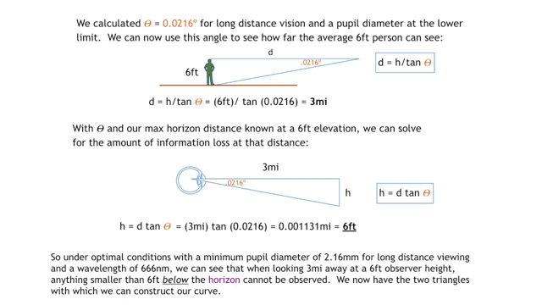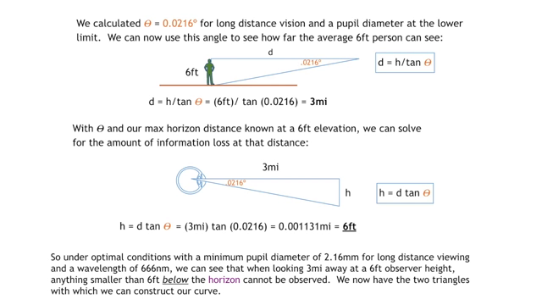So we calculated theta as equal to 0.0216 degrees for long distance vision and a pupil diameter at the lower limit. So we can now use this angle to see how far the average 6-foot person can see, just like we did with our object examples before. So distance is equal to the height divided by tangent theta, which is now equal to 6 feet divided by tangent 0.0216, gives us 3 miles.